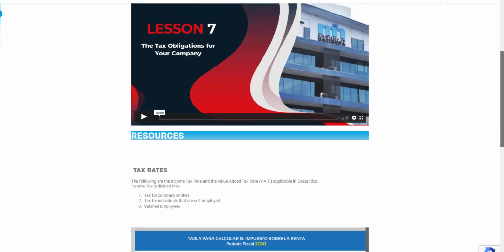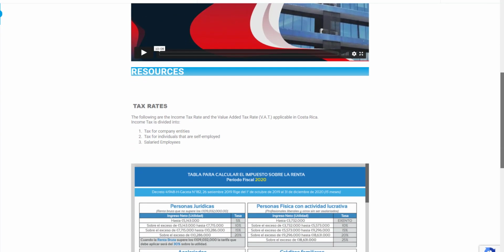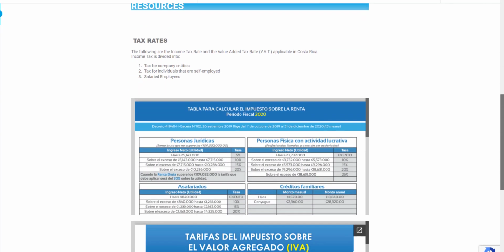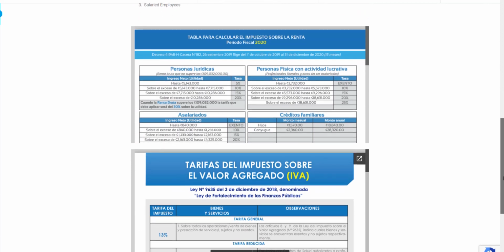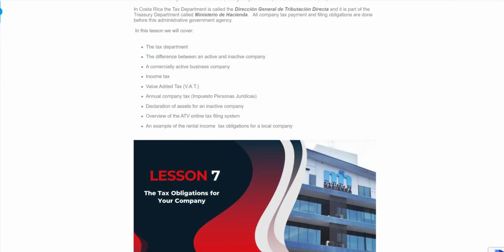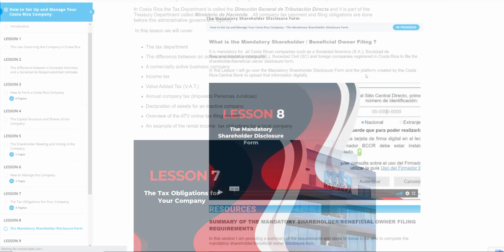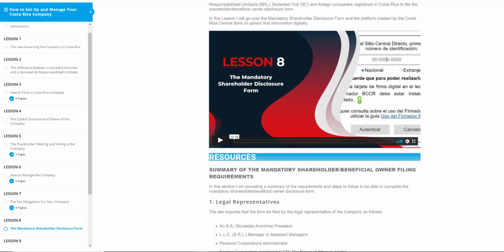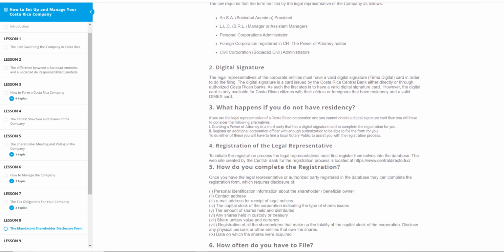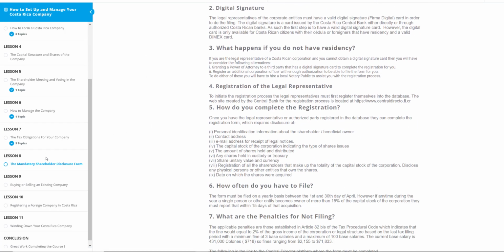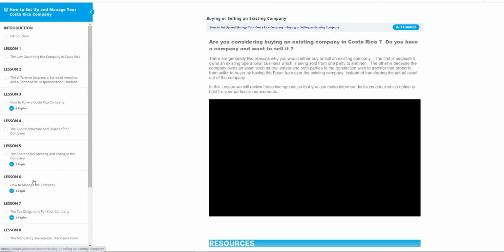Lesson 7, we're going to get into what are the tax reporting obligations for your company. We'll talk about the tax department, the difference between active and inactive companies, income tax, value-added tax, annual company tax, declaration of assets, an overview of the online digital filing system. In Lesson 8, we'll go over the obligation of filing the mandatory shareholder disclosure form. It is the obligation of every company to disclose the shareholders or beneficial owners.